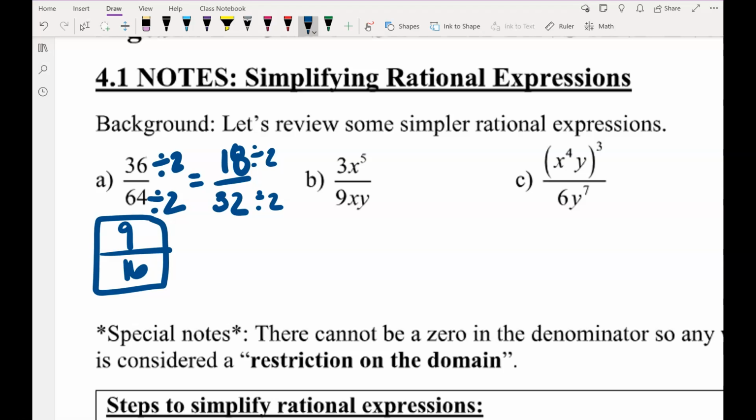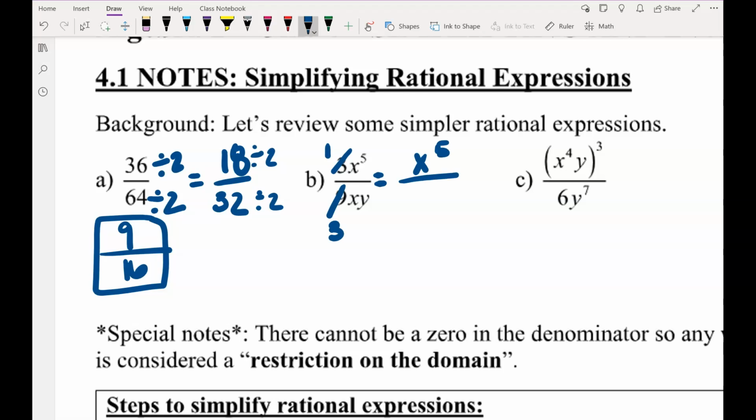B. 3x to the 5th divided by 9 times x times y. Now, as you can see, I can simply reduce the 3 and the 9, and that will give us 1 on the top and 3 on the bottom. But what do we do with the variables? Currently, I'm going to leave the variables as is.